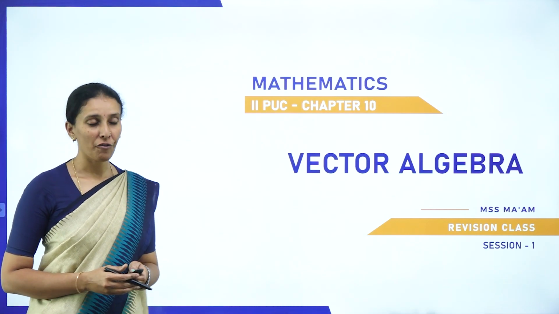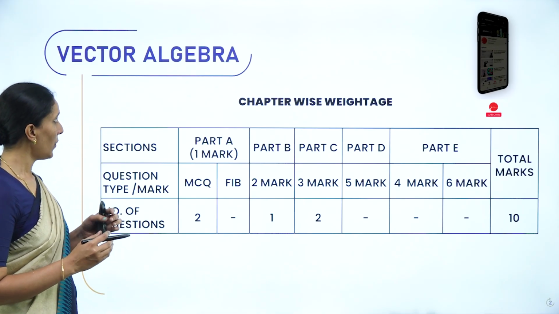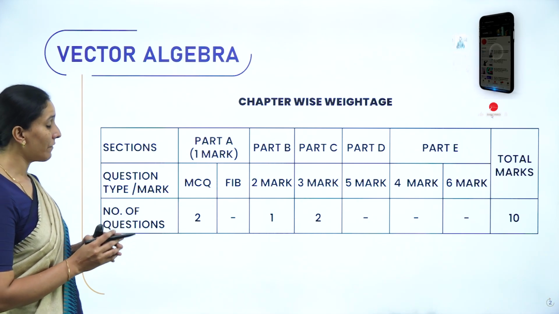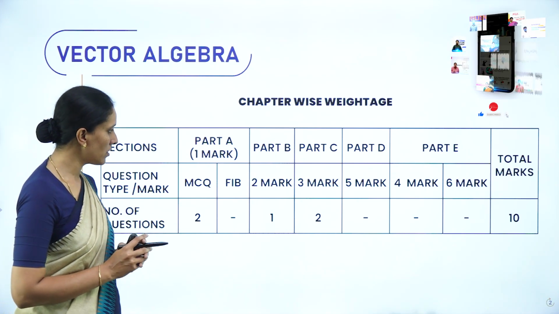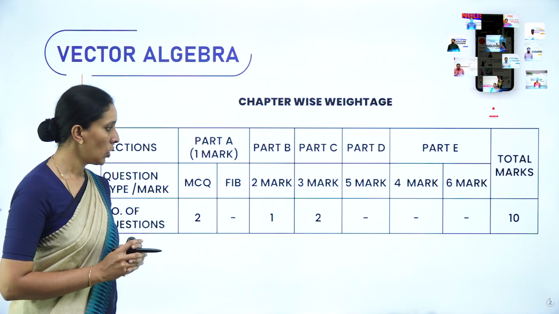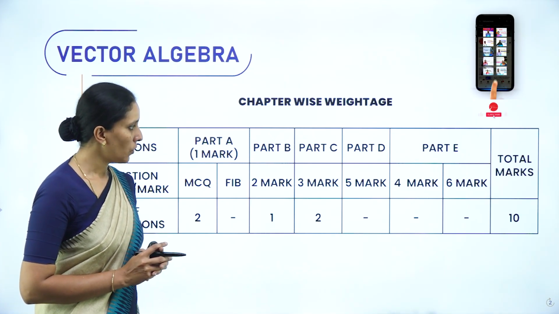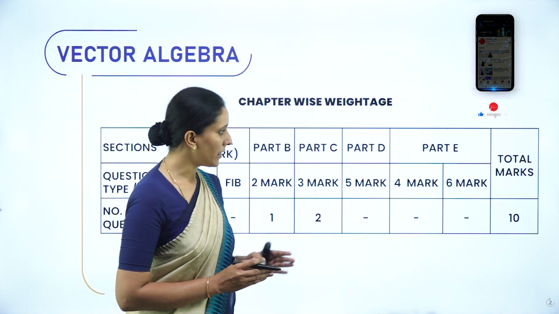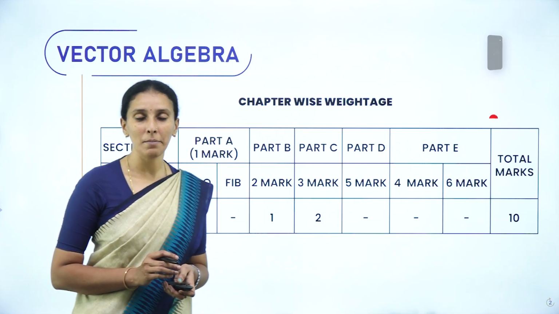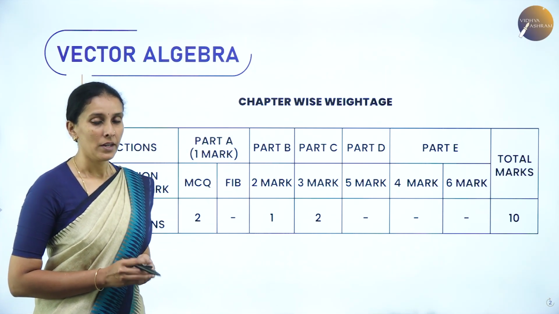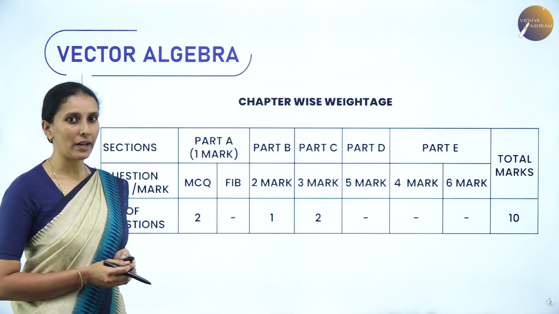Let's see the weightage of marks from this chapter. So in Vector Algebra, you will be having 2 multiple choice questions, 1 2-mark question, 2 3-mark question. So no questions from part D and part E. So overall you can expect 10 marks from vector algebra. So let's take few objective type of question.